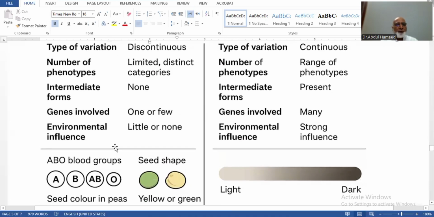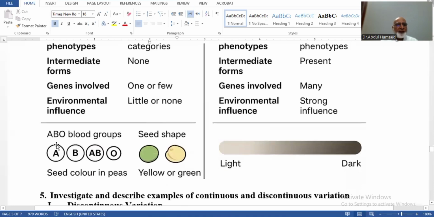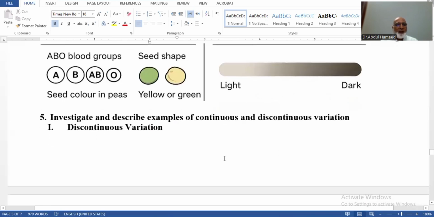In case of discontinuous variations, examples are ABO blood group and seed shape. In case of continuous variations, if there is a body complexion or any color, there may be light and dark, and in between them we can observe a range of individuals. And the last one is to investigate and describe examples of continuous and discontinuous variations.